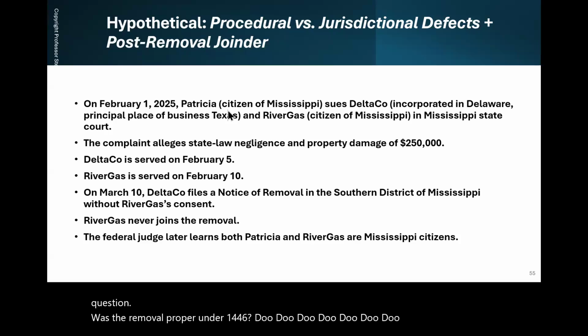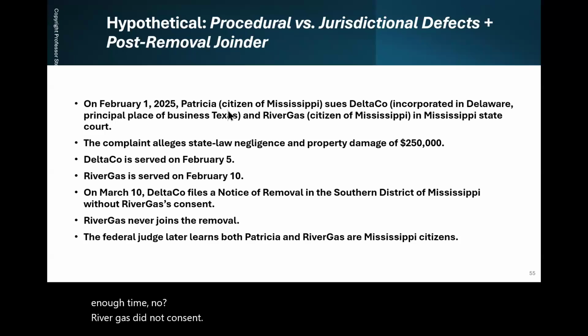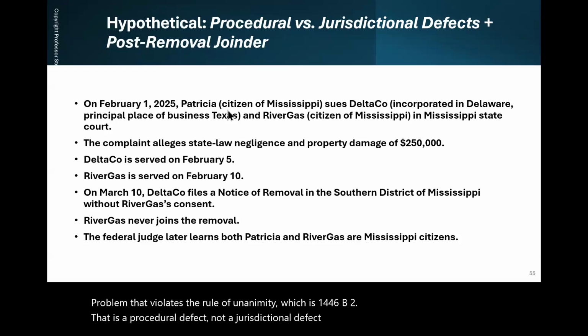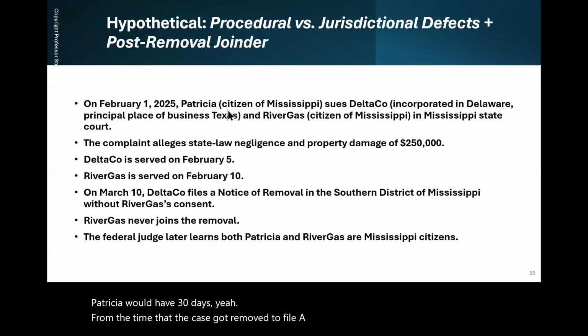Okay, that's enough time. No. River Gas did not consent. Problem. That violates the rule of unanimity, which is 1446(b)(2)(A). That is a procedural defect, not a jurisdictional defect, which means that Patricia would have 30 days from the time that the case got removed to file a motion to remand. Got it? See, these are easy.